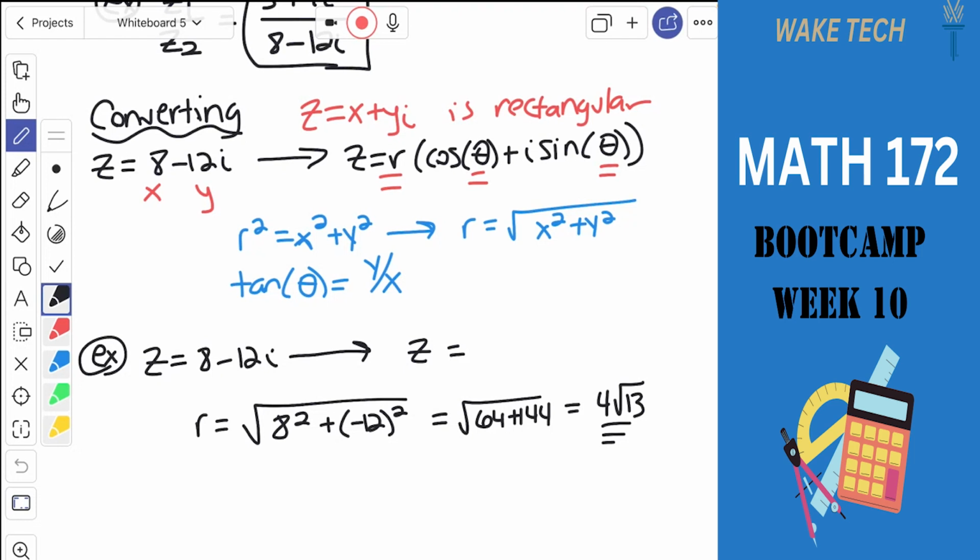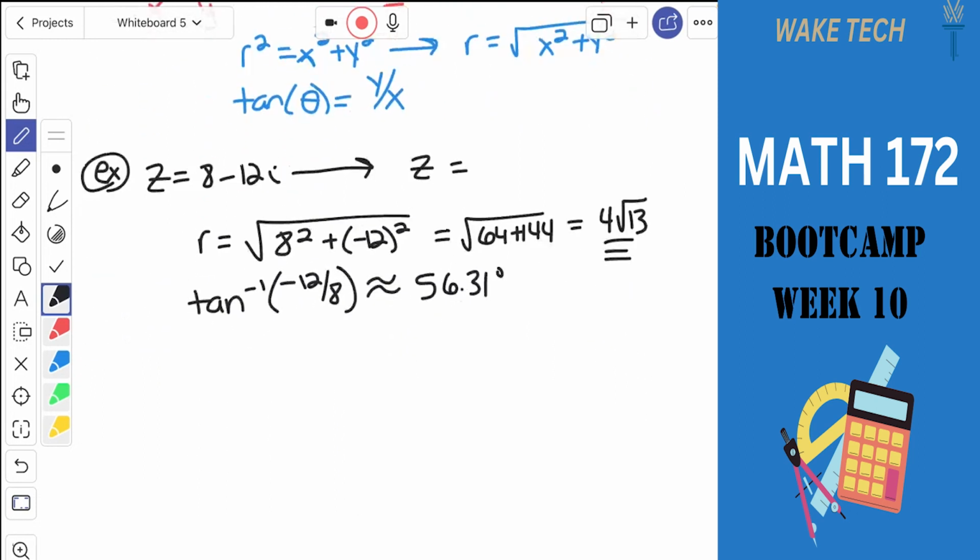To get theta, we'll use inverse tangent, since tangent theta equals y over x. Inverse tangent of y over x. We'll use that to figure out theta. I'm going to do this in degree mode. Normally the default is going to be radians, but you can absolutely see these in degrees as well. And doing it in degrees, at least at the moment, will make it a little easier for our conversation. So inverse tangent of negative 12 over 8 is 56.31 degrees.